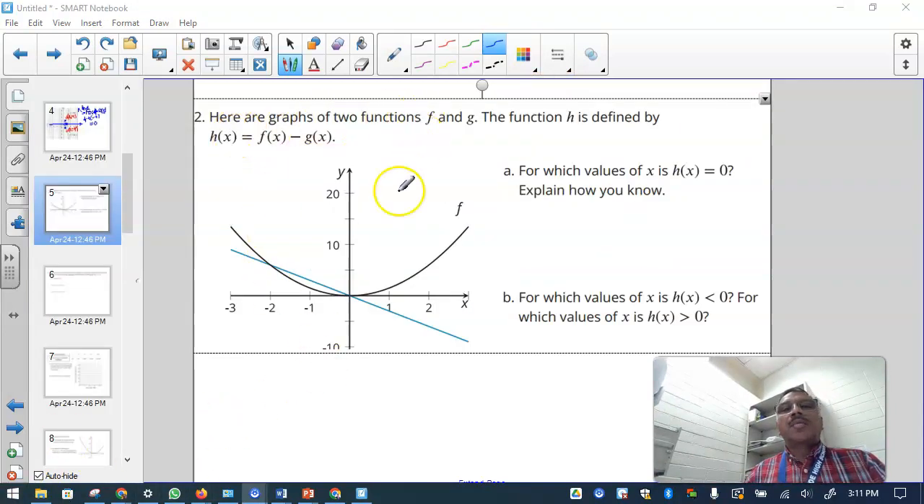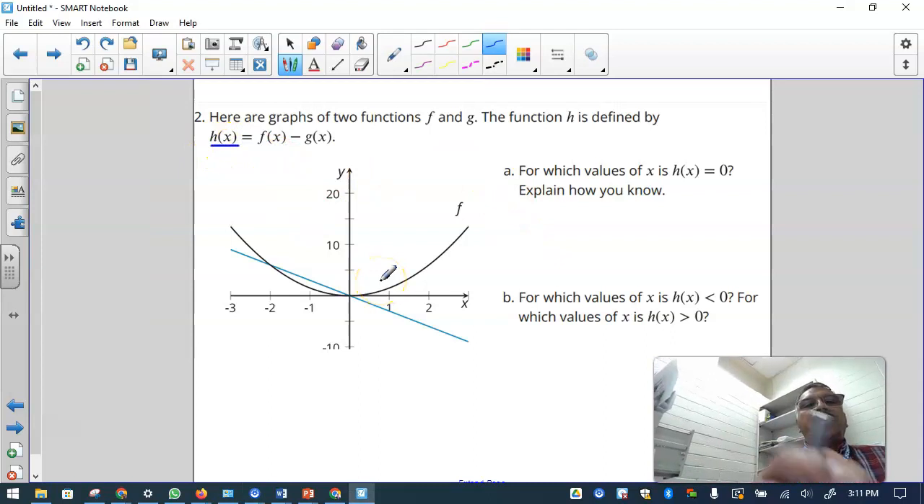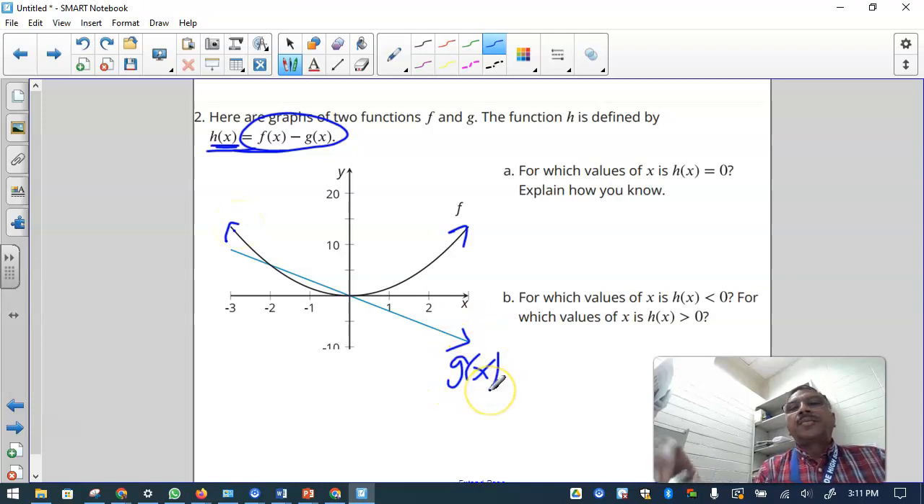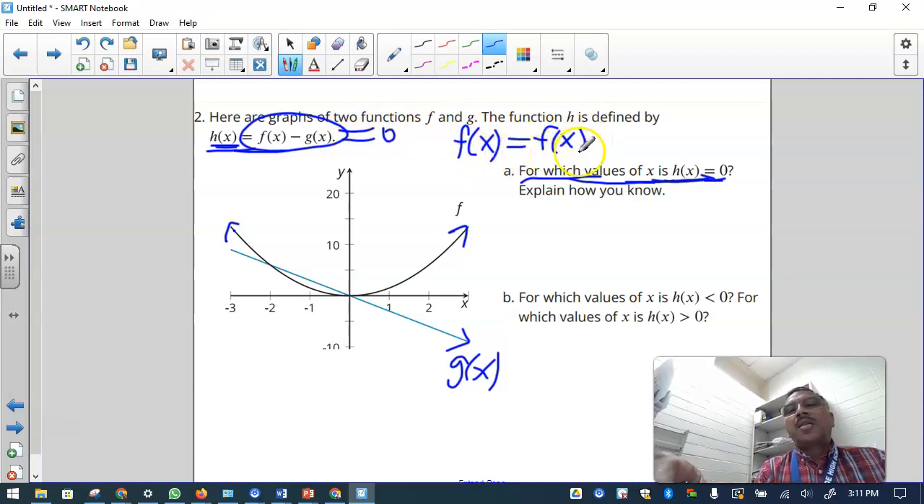Here there are two graphs, f and g. F is like a parabola, and the other one is a line, right? So you are defining h of x as f of x minus g of x. So you are subtracting this one, the f of x graph, from the g of x graph, this one. Now for which values of x is h of x 0? What that means is the only way this could be 0 is both should be the same. So please write this, f of x has to be g of x. That means both outputs should be the same output.